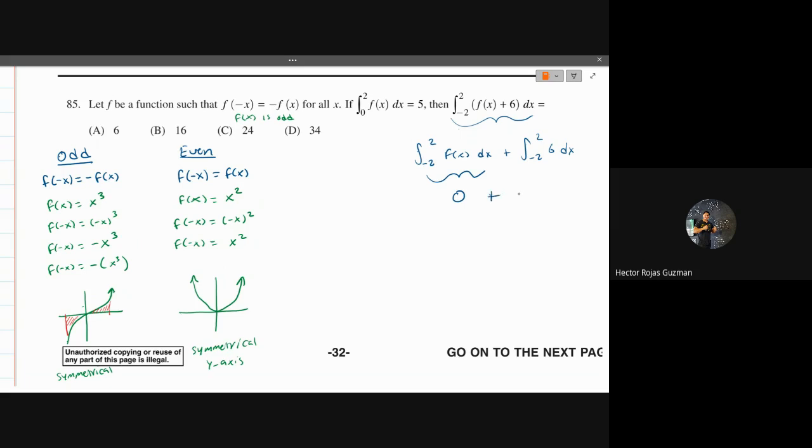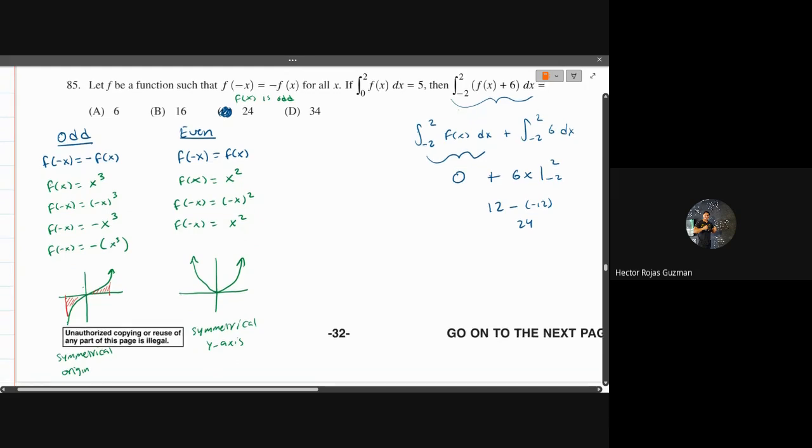But in this one, 6x from -2 to 2, 12 minus -12 gives me 24. Okay.